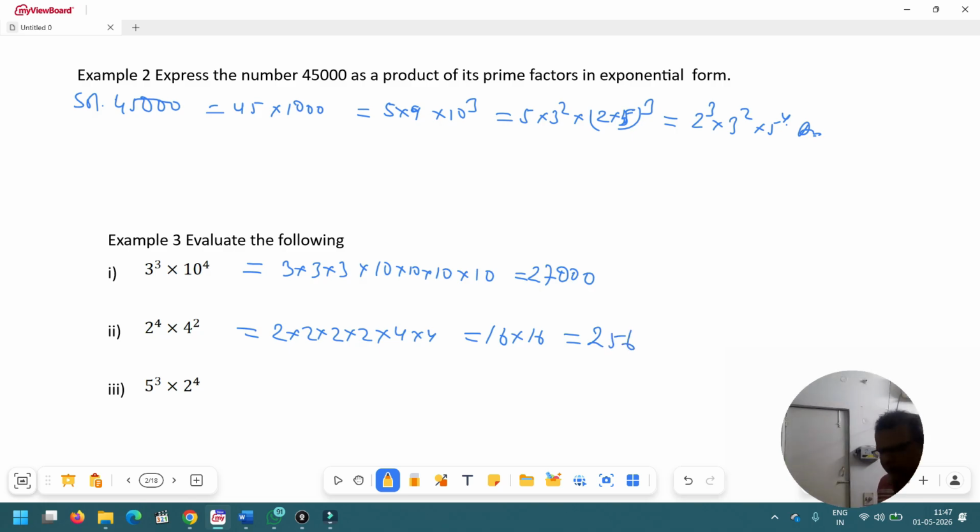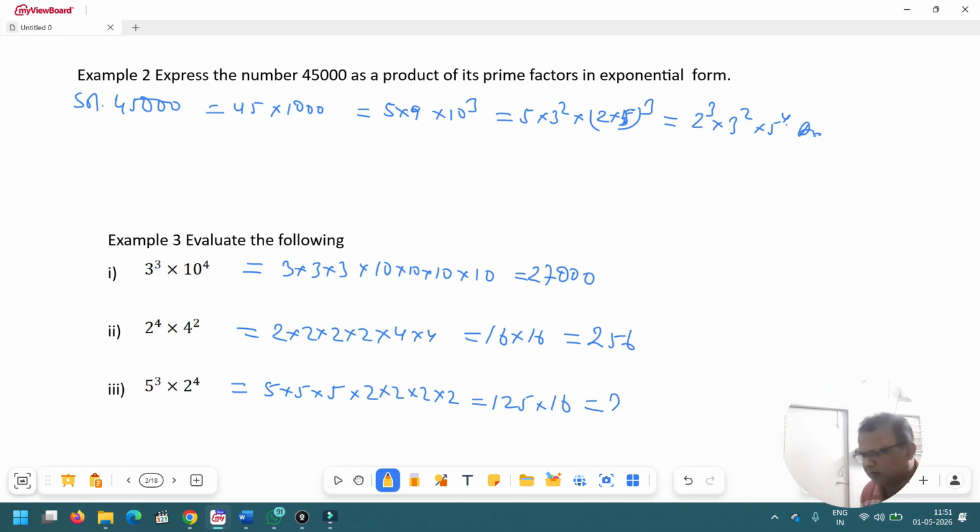And the last one, that is equal to 5 into 5 into 5 into 2 into 2 into 2 into 2. 5 fives are 25, 5 twenty-fives are 125, into 16, that is equal to 2000.